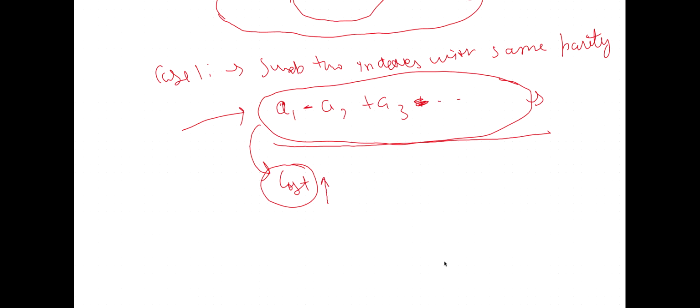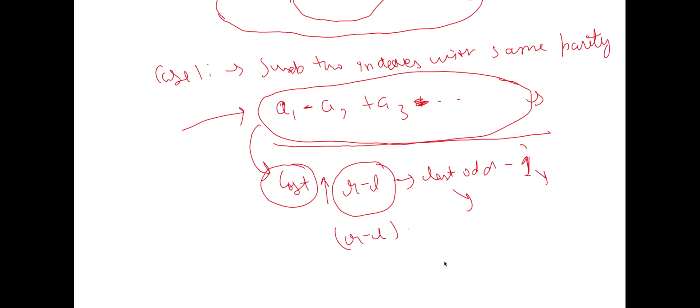And we know cost is r minus l. So if we are taking two odds, then maximum cost will be last odd index minus 1. This is first odd index and this is last odd index. And if we are taking two even indices, then last even index minus first even index, that is 2. So we'll get maximum cost.